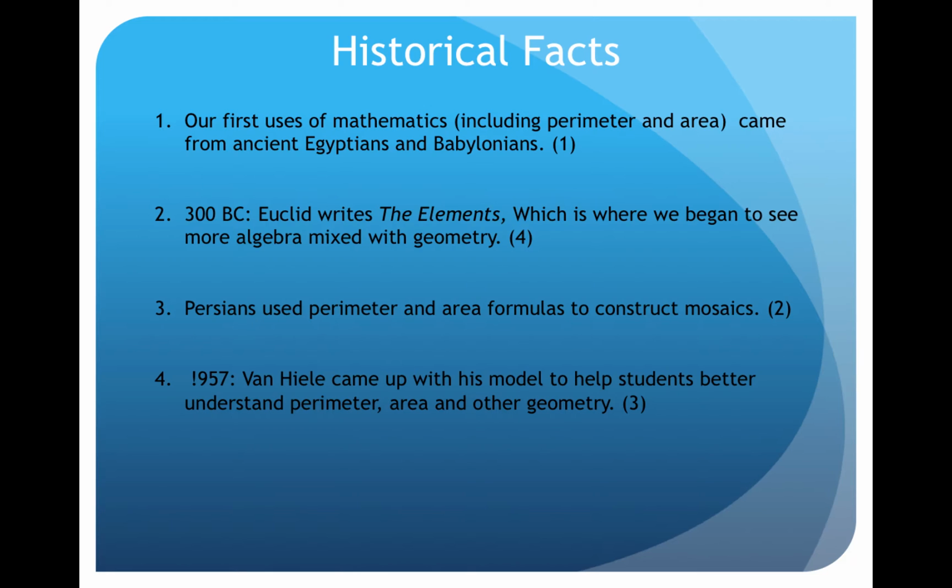In 300 BC, Euclid writes the Elements, which is where we begin to see more algebra mixed in with geometry. This is crucial to perimeter and area because if we were working with a square where a side was not provided, or 2 sides were not provided, we'd need to use an algebraic equation in order to help find and solve the missing sides, lengths, widths, and so forth.